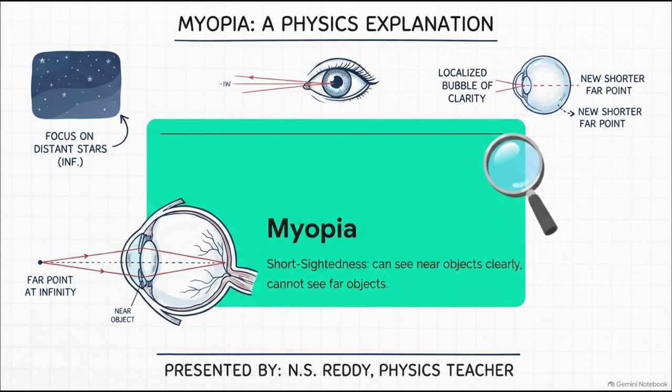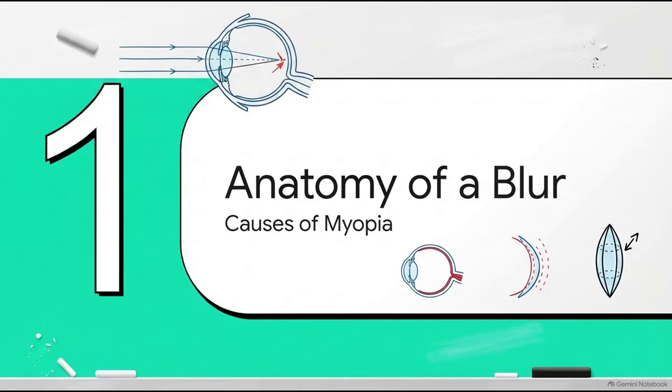Now, to think like a physicist here, we really need to be mathematically precise about what's changing. A healthy human eye actually has a far point at infinity. Technically, our optical hardware is built to focus on objects extremely far away, like the distant stars in the night sky. But for a myopic eye, that physical far point has effectively shifted. Its optical hardware has essentially reset its own physical boundaries. The far point is now much closer than infinity, which effectively locks the viewer inside a localized bubble of clarity. If an object sits beyond this newly shortened far point, the eye just literally lacks the mechanical ability to focus on it. So, let's get into the anatomy of a blur, the 3 causes of myopia.